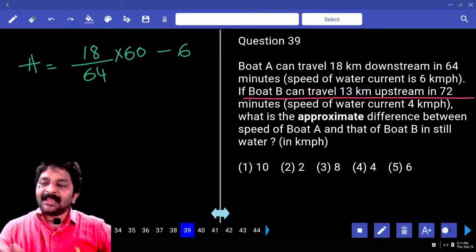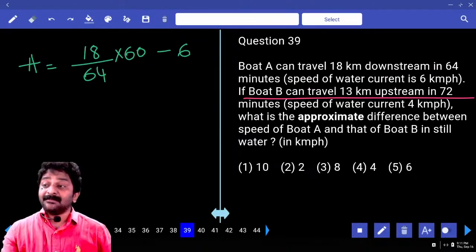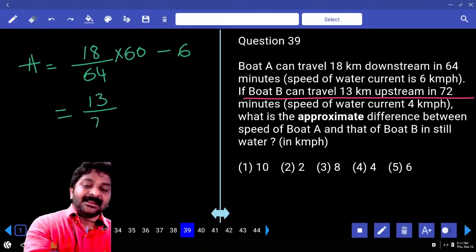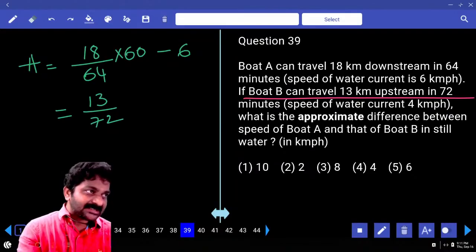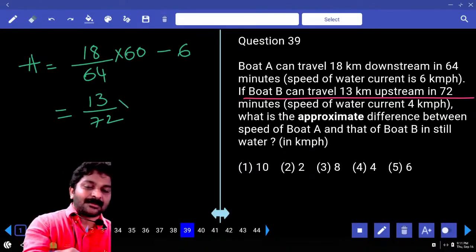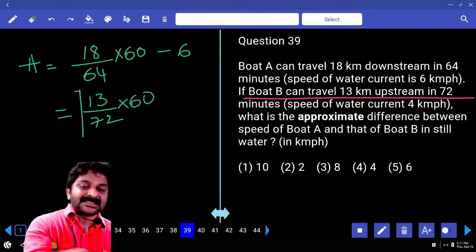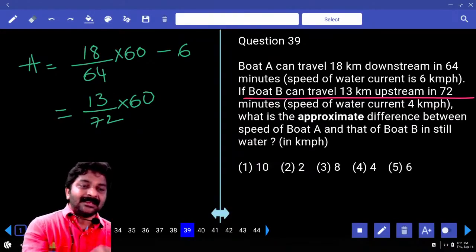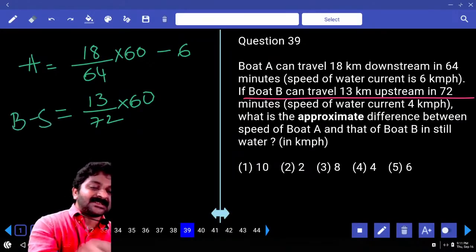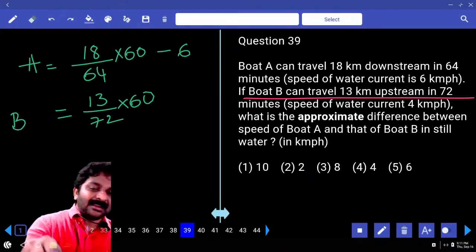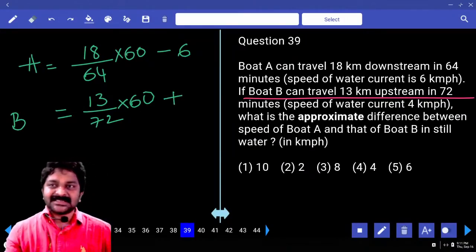If boat B can travel 13 kilometers upstream in 72 minutes, then upstream speed is equal to 13 kilometers distance covered, time taken 72 minutes converts to hours by 60. Again, denominator in denominator comes to numerator. Which speed is this? Upstream speed, in the sense M minus S only. That means B minus S only. If minus S comes to the right hand side, then B speed is equal to plus stream speed value.